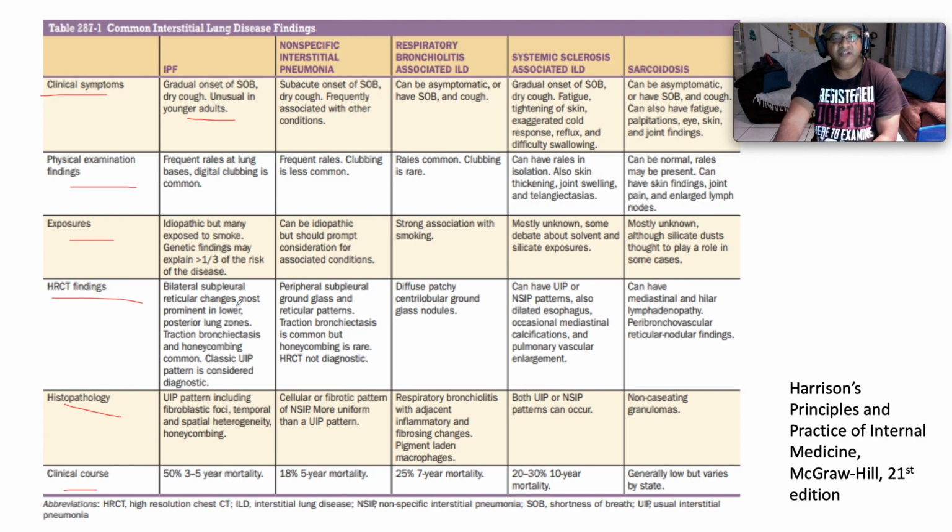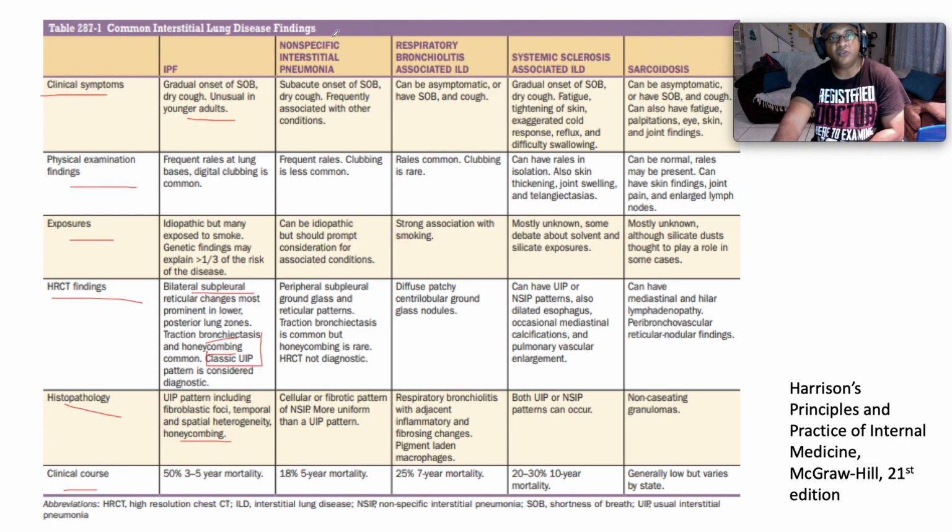On HRCT, the main things you're going to find are bilateral subpleural reticular changes prominent in the lower posterior lung zones with traction bronchiectasis, honeycombing, the classic UIP pattern. So you think IPF, you think usual interstitial pneumonia. Histopathology is going to show you fibroblastic foci with temporal and spatial heterogeneity and honeycombing, right? Clinical course, the mortality is not good, 50% 3 to 5 year mortality.